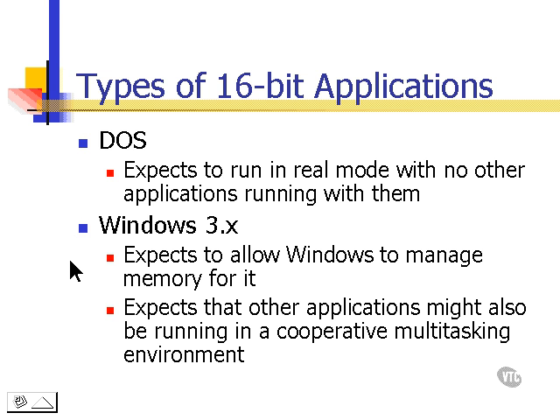Windows 3X expects to allow Windows to manage memory for it, and it expects that other applications might also be running, but in a cooperative multitasking environment. In other words, the applications are controlling how much of the processor's time that they have. Since this is what Windows 3X expects, this is what Windows 9X gives it. This is called running Windows on Windows, and the term for that is WOW.